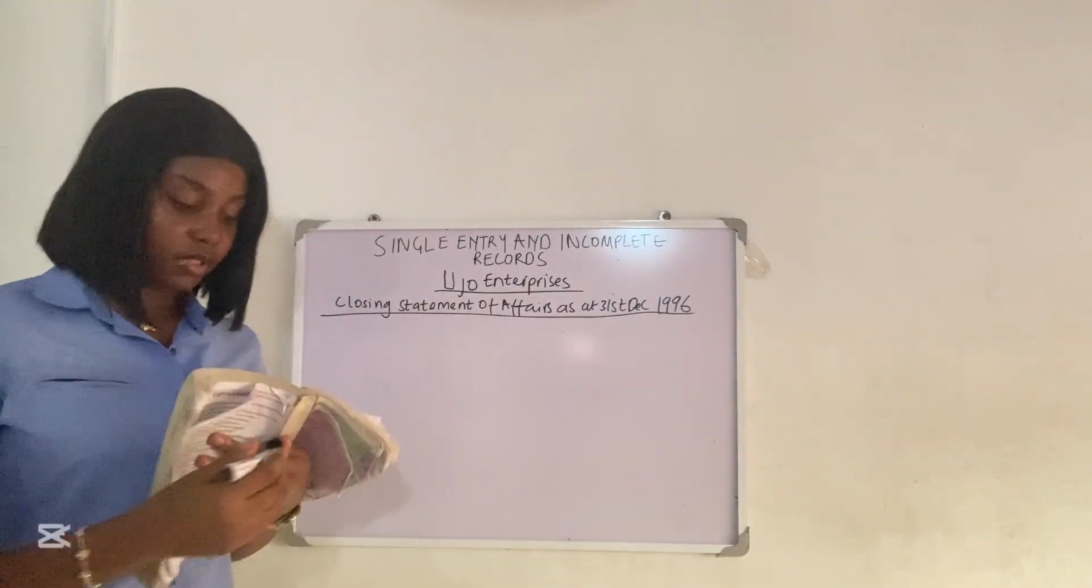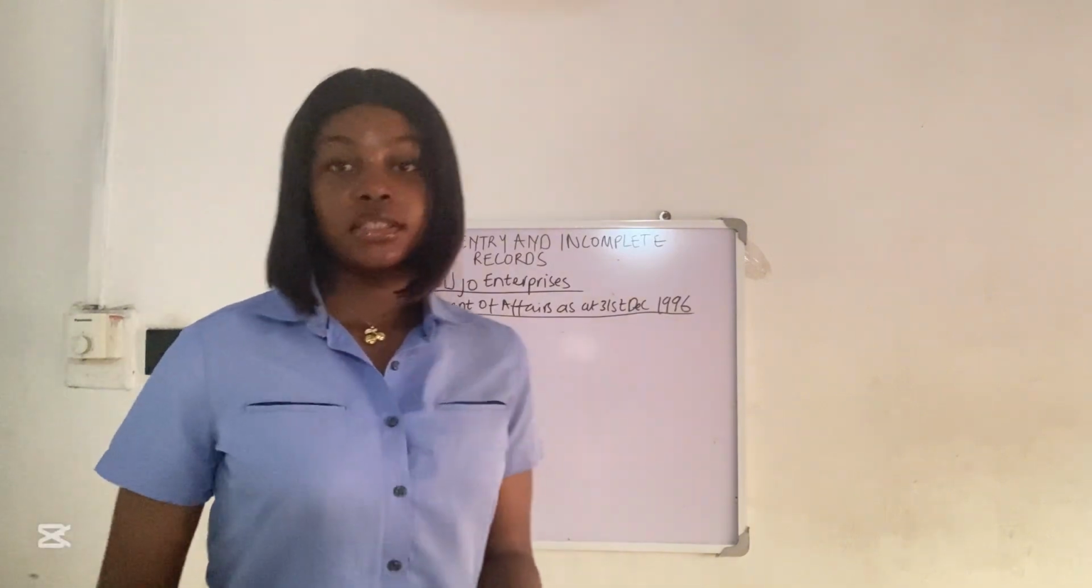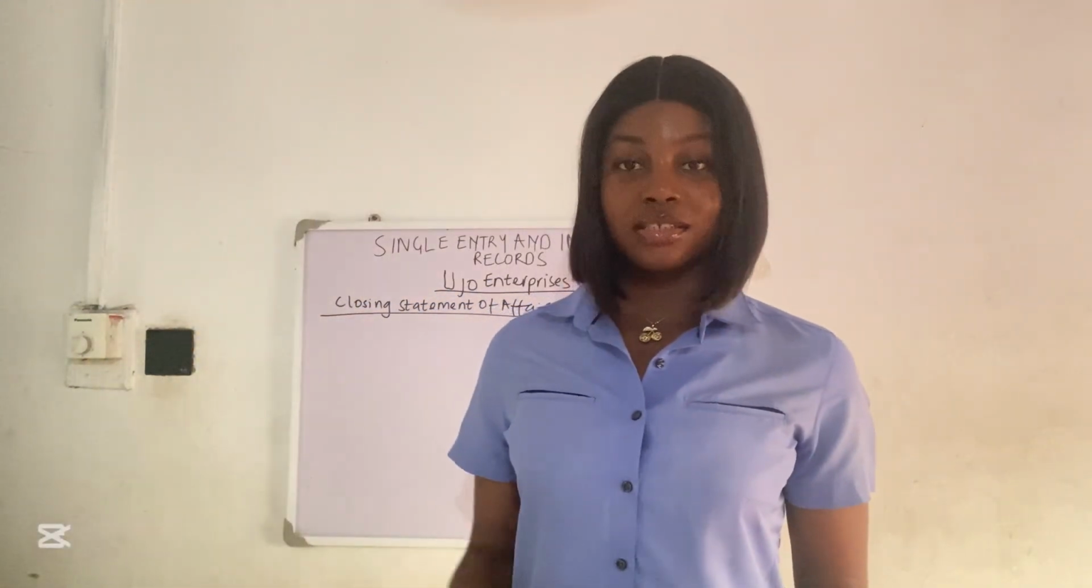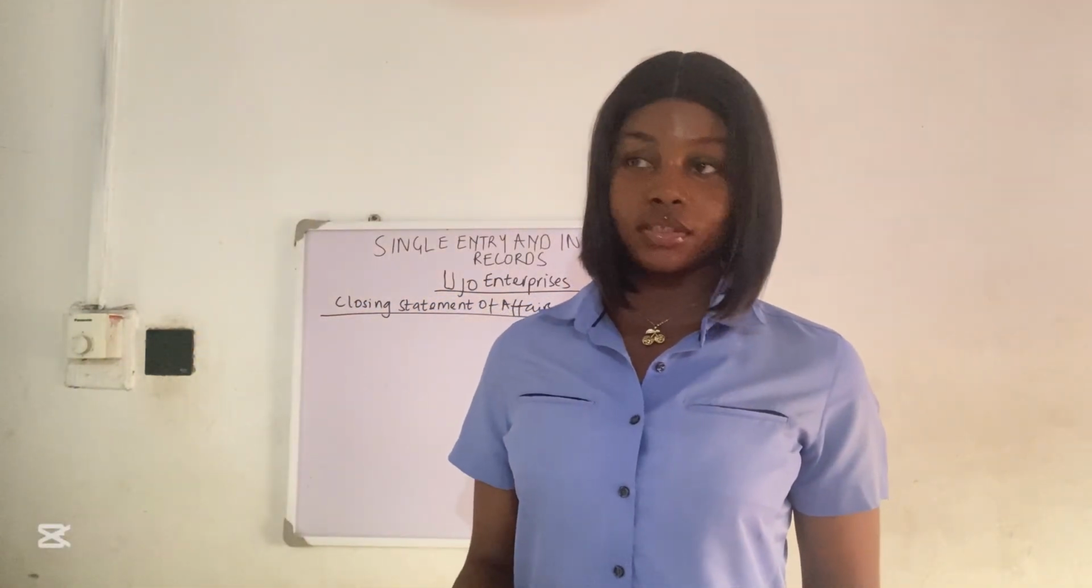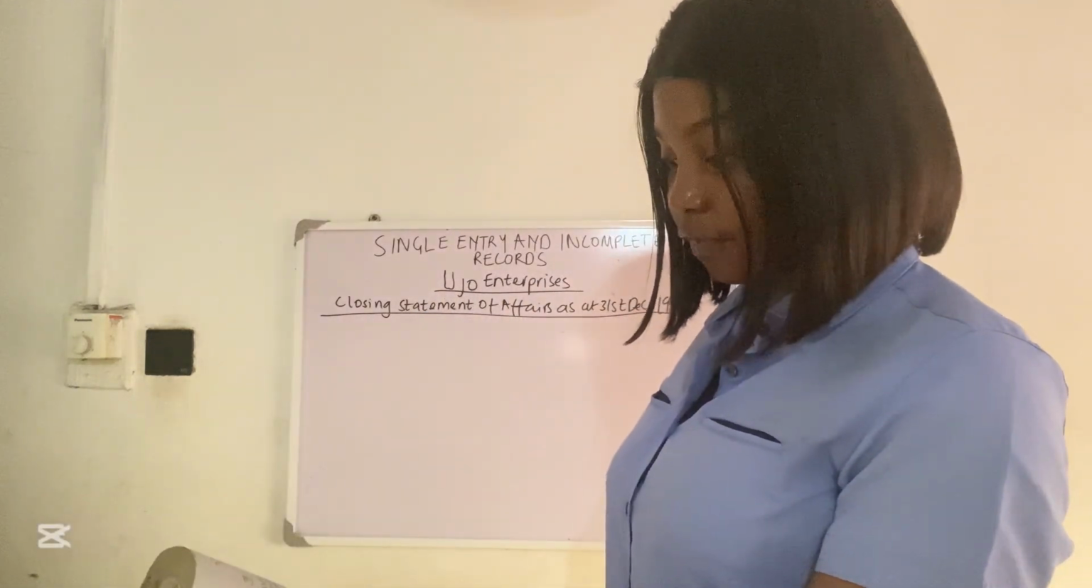Have you guys noticed something? Let me tell you, because I haven't said it: the statement of affairs is just like the balance sheet. It looks like the balance sheet. It is a balance sheet. It's just that in single entry it is called statement of affairs, but for a double entry system it's called a balance sheet. So let's look at the closing figures.